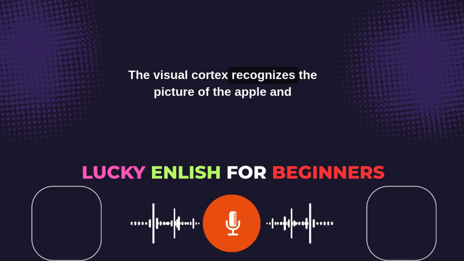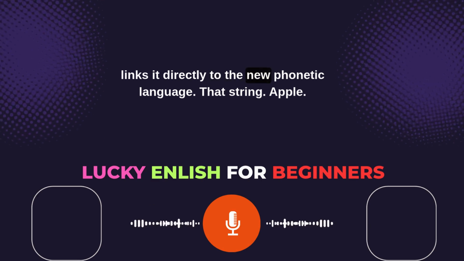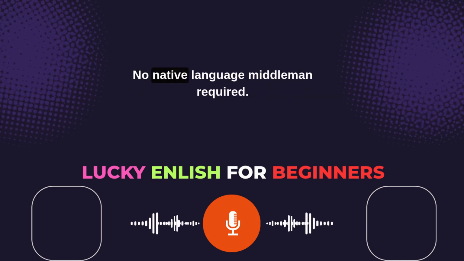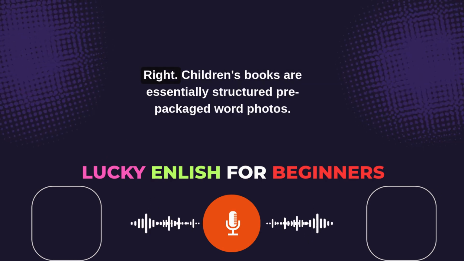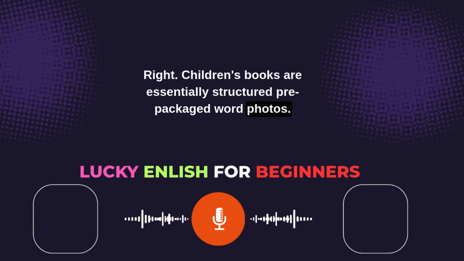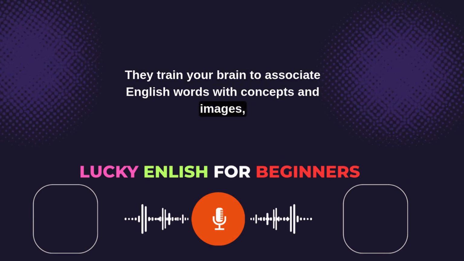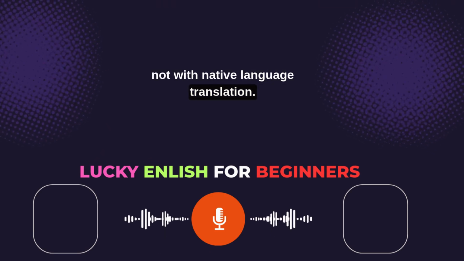The visual cortex recognizes the picture of the apple and links it directly to the new phonetic string, apple. No native language middleman required. Right. Children's books are essentially structured, prepackaged word photos. They train your brain to associate English words with concepts and images, not with native language translation.